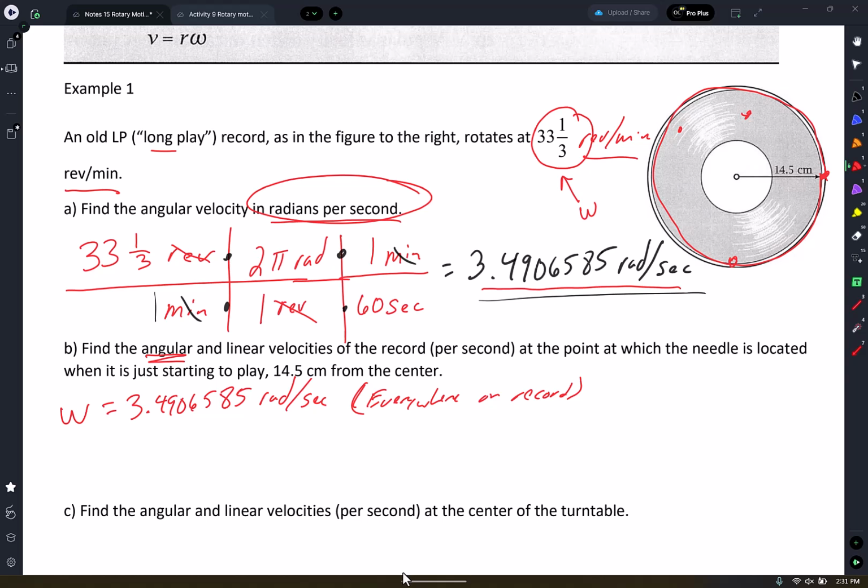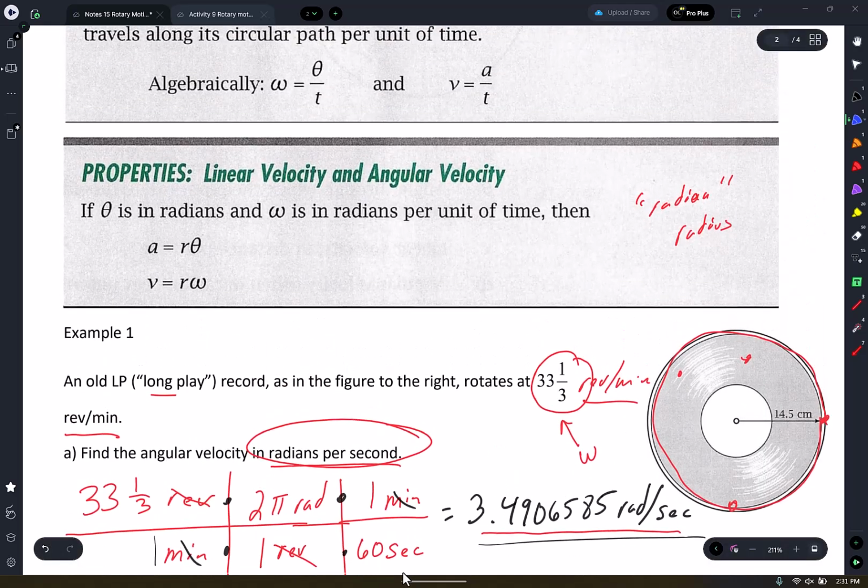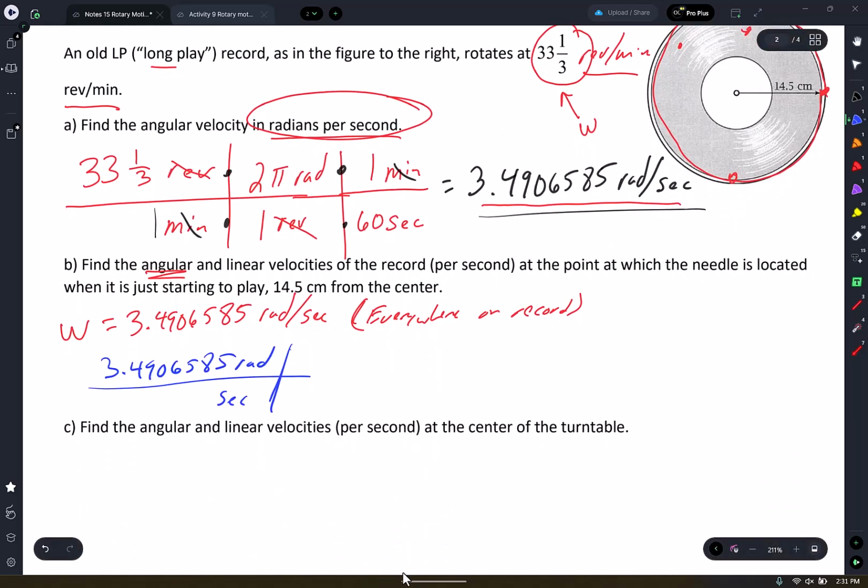They want the linear velocity. Here's what you're going to do. Let's do a T-chart. 3.490655 radians per second. And remember what I told you, a radian is my radius. So in 1 radian, what's my radius? Yeah, say it aloud, guys. What's my radius? 14.5 centimeters. Look, radians cancel out. And I have centimeters per second, and that's what I want for linear velocity per second.